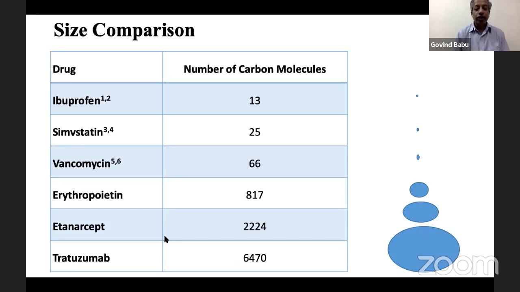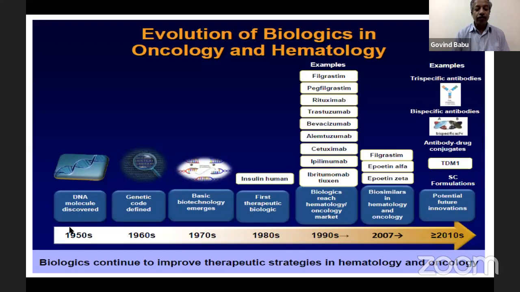Then if you look at the evolution, 1950s is when DNA was discovered as a molecule. From then on, we have the genetic coding that has been unraveled completely. We have the basic biologic techniques that came in 1970s, but from there has been a rapid development of all these techniques and an outburst of all these molecules, the biologics that I've shown you here. And today, I think every year there are several biologic molecules that are coming out.